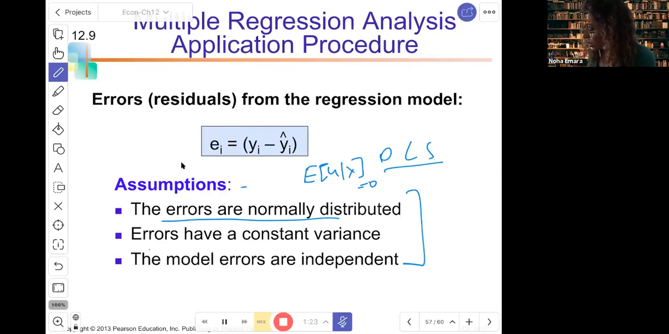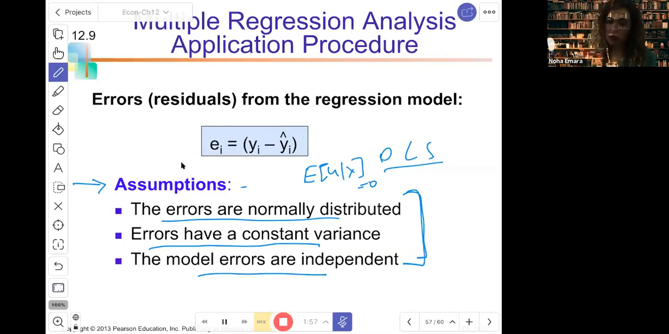Also, the other assumption is that the errors have a constant variance, so the variations of the errors above and below the line are equal, and the mean is equal to zero, okay? And then the model errors are independent. These are big assumptions, and if we violate any of these assumptions, then we will run into econometric problems. This is what happens in reality. We don't have this simple world in real life. In real models, we do go into non-normality, non-constant variance, and the model errors are dependent.